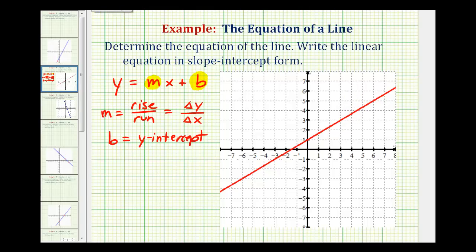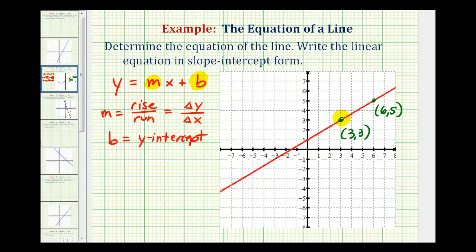To determine the slope, if we select 2 points on this line with integer coordinates, we should be able to determine the slope. So for example, if we select this point here that has coordinates (3, 3), and this point here that has coordinates (6, 5), we should be able to determine the ratio of the change in y to the change in x.